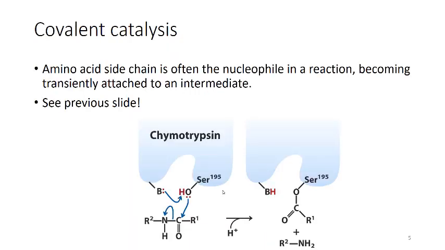The next strategy is covalent catalysis. In this strategy, the substrate, or an intermediate, is temporarily covalently bound to the enzyme, usually from a particular side chain acting as a nucleophile. In chymotrypsin, we'll see the full reaction later. Serine 195 is deprotonated and acts as a nucleophile to do covalent catalysis.